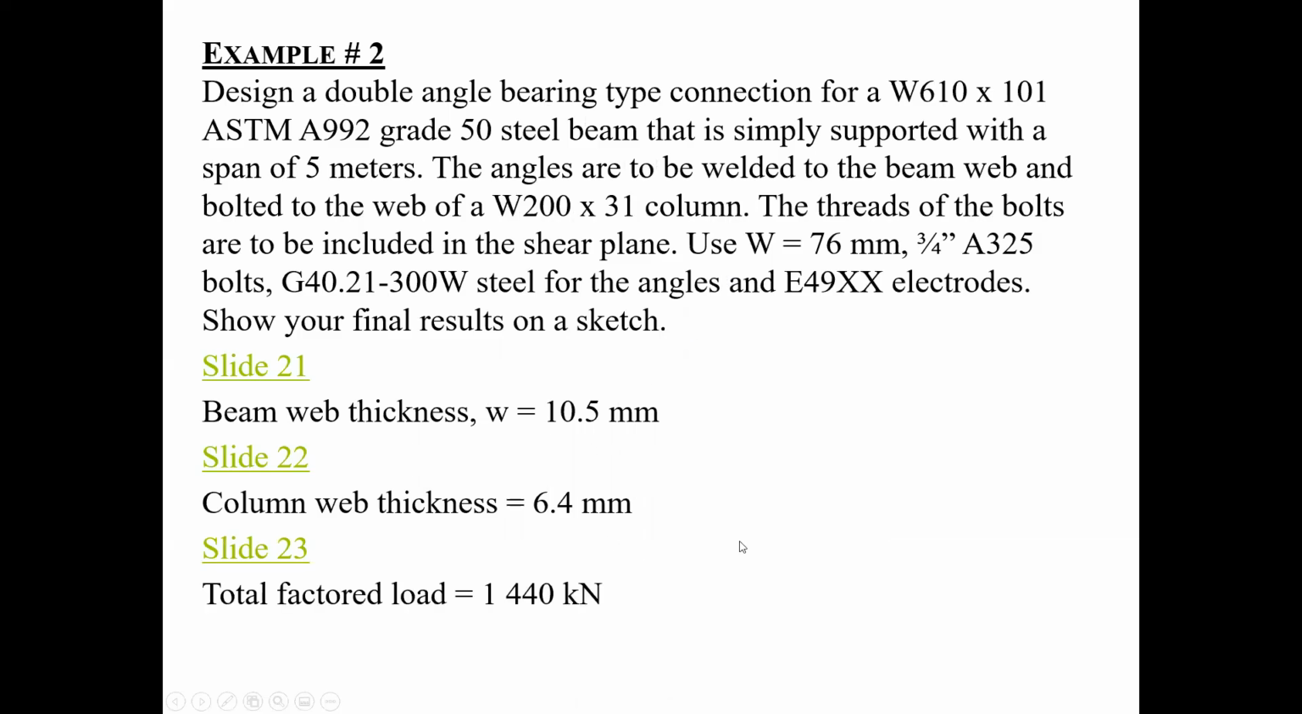So there we go. We have a total factored load of 1,440 kilonewtons. And of course, we know that half goes to one side, half goes to the other side. So the connection will actually be designed for 720 kilonewtons. And we said that we are going to be welding it to the beam, and of course, we're going to be bolting it to the column. I just did this so that we can get the practice of using both sides of the table.